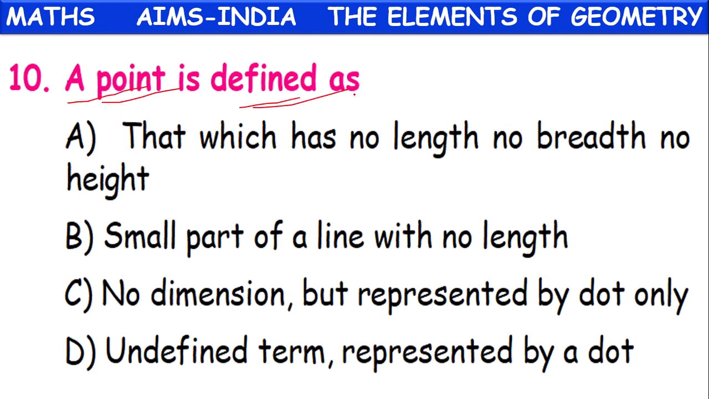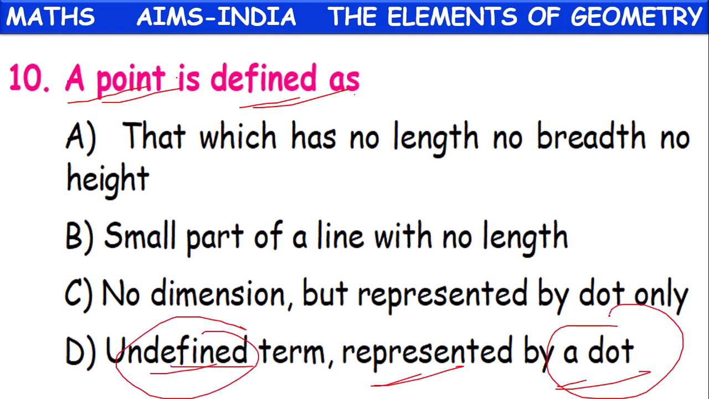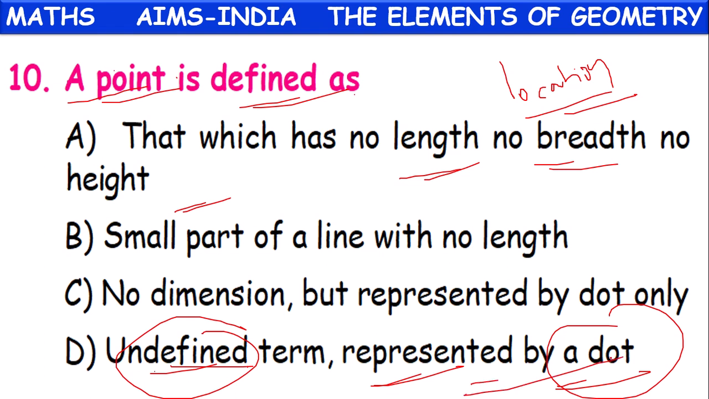So a point is defined as, actually it's an undefined term represented by a dot. It just says the location of anything. It doesn't have any particular definition. It may be having no length, no breadth, no height, but that is not the definition of point. So it's an undefined term represented by a dot.